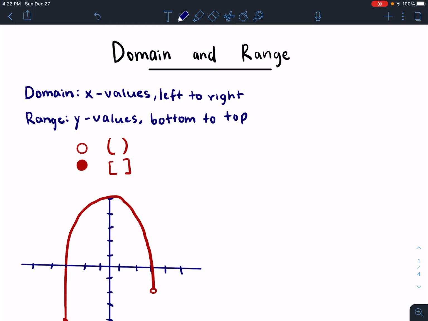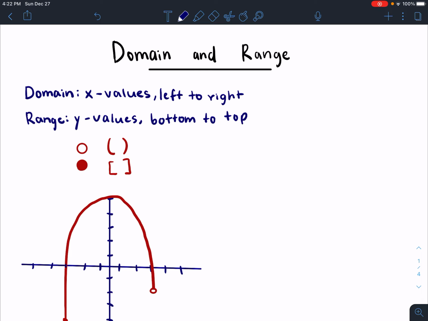Today we will learn about the characteristics of functions. The first characteristic is the domain and range of a function. The domain are all the x values, and on a graph you would read them from left to right. The range are all the y values, and on a graph you would read them from bottom to top.